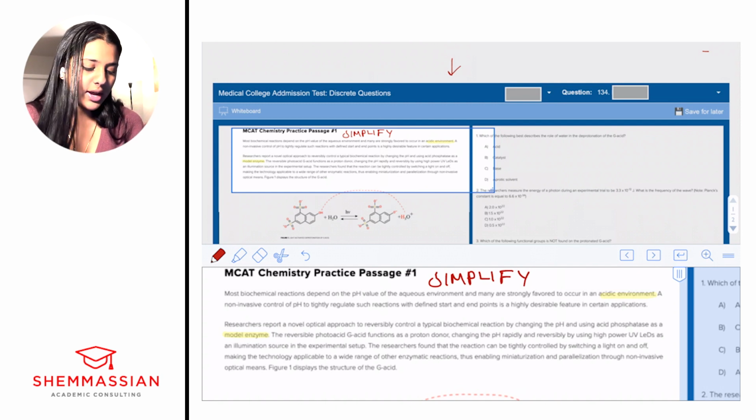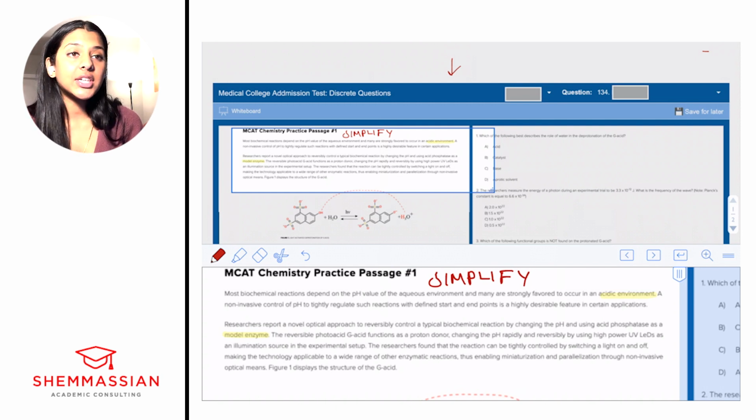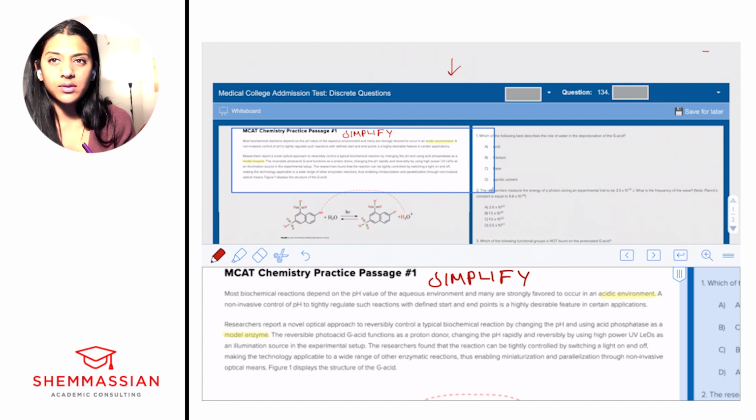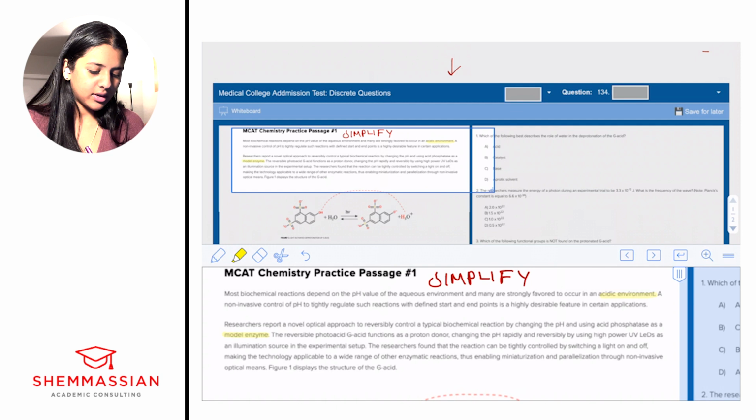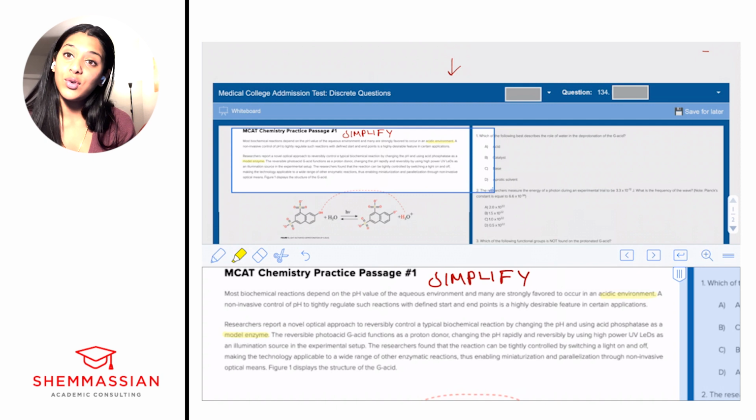Researchers report a novel optical approach to reversibly control a biochemical reaction by changing the pH and using acid phosphatase as a model enzyme. All right, so acid phosphatase as a model enzyme. Okay, so I'm assuming acid phosphatase will be a molecule that we're going to be learning more about, so I'm just going to highlight it. The reversible photoacid G acid functions as a proton donor, so that seems like another player in this reaction, so I'm going to highlight G acid, proton donor, which we already knew because acid is in the name, and acids donate protons to make the solution more acidic.